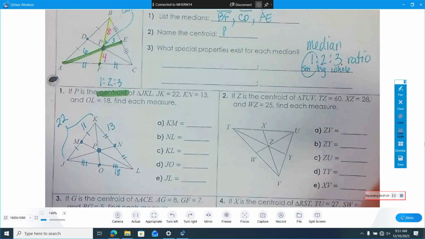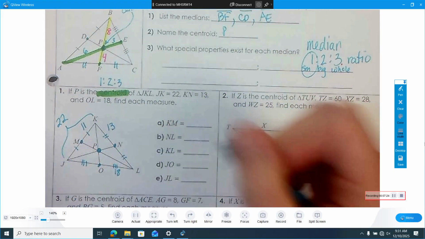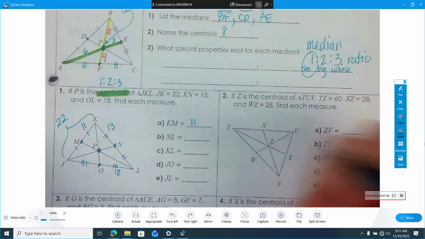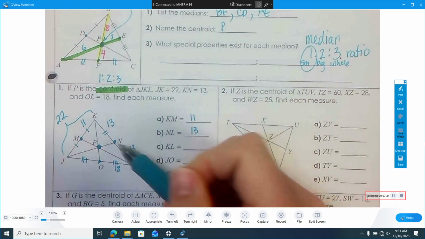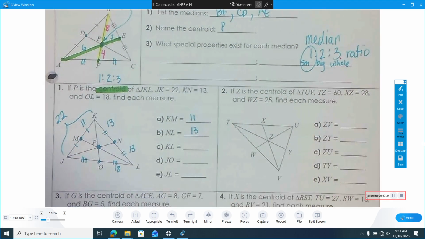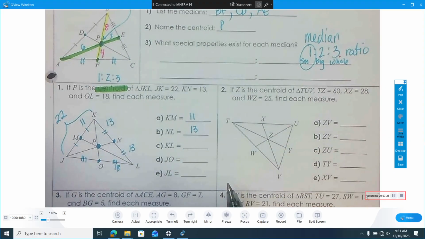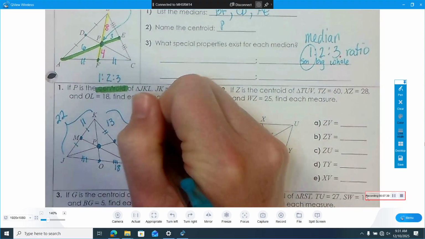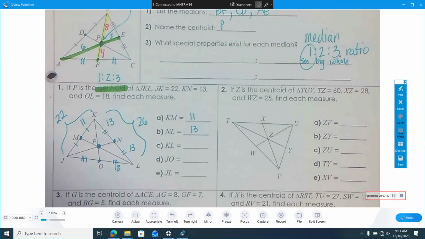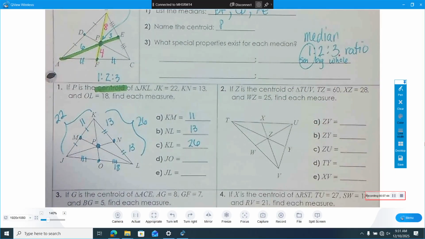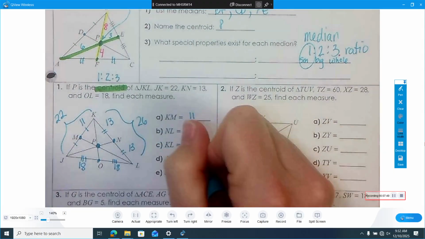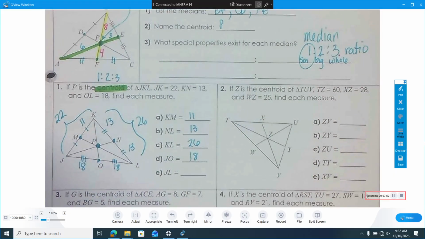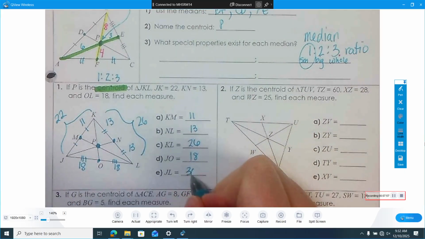11. How did you get 11? Divided in half. 22 divided by 2. So we get 11. NL is 13. Makes sense because N is the midpoint. So those two segments are congruent. KL is 26. Very easily, we get to add 13 and 13 and get 26. JO? 18. Also 18. Again, so important to mark your picture. Makes it so easy. JL. 36. JL is 36. Very good.